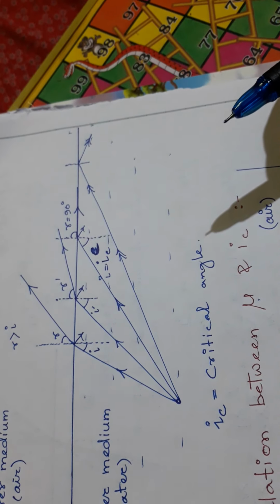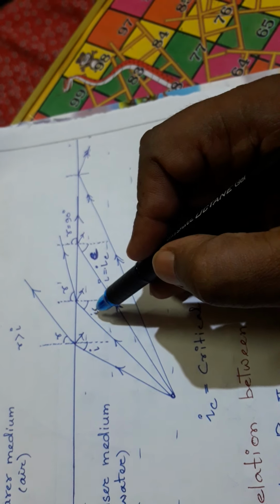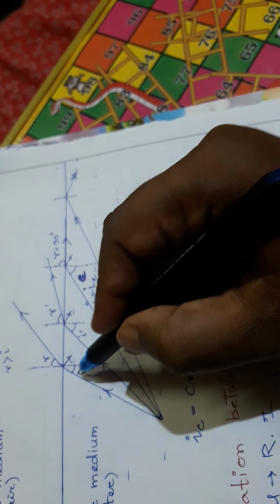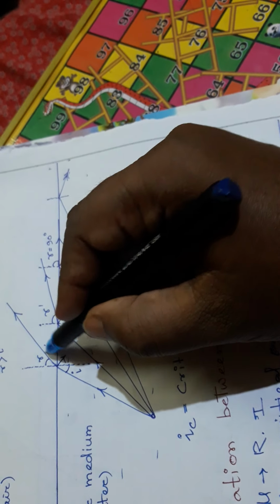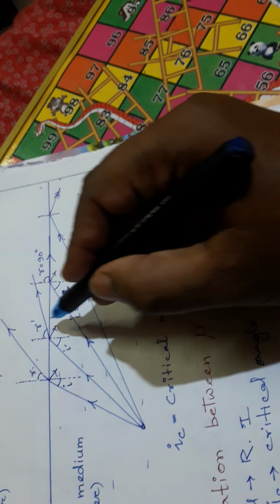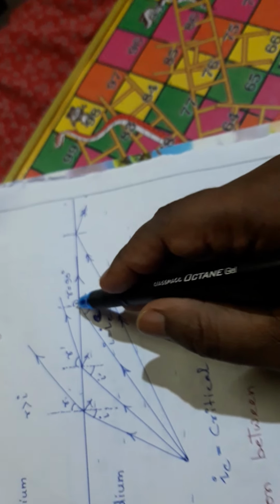Say light is traveling from denser medium to rarer medium. When light travels from denser medium to rarer medium, a part is reflected, another part is refracted. The angle of incidence is smaller than angle of refraction. Angle of refraction is larger than angle of incidence. Now when the angle of incidence increases, angle of refraction also increases. You see, as we move like this, angle of incidence gradually increases, so angle of refraction also increases.